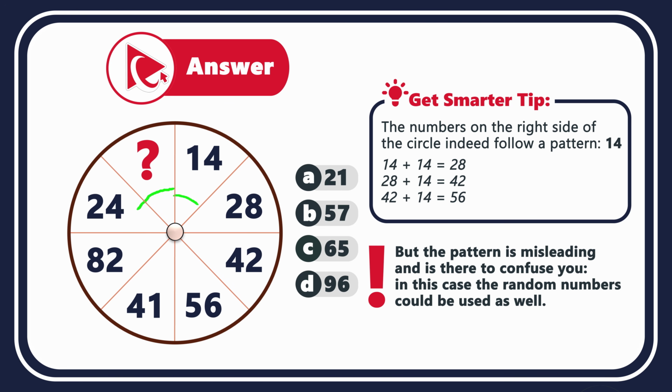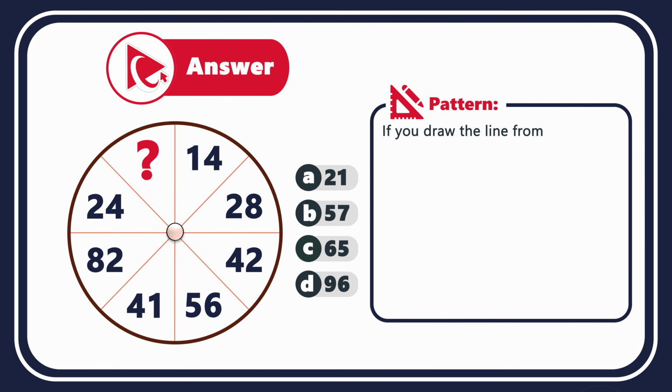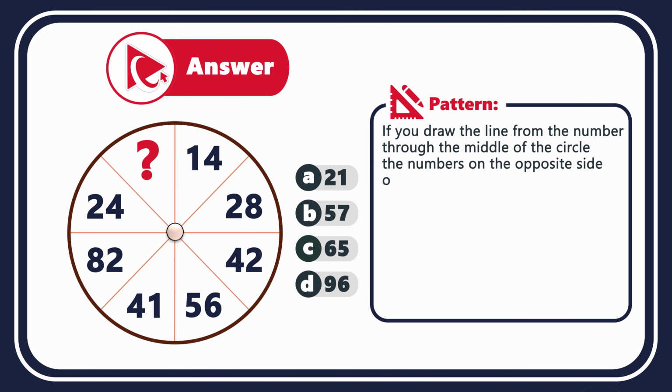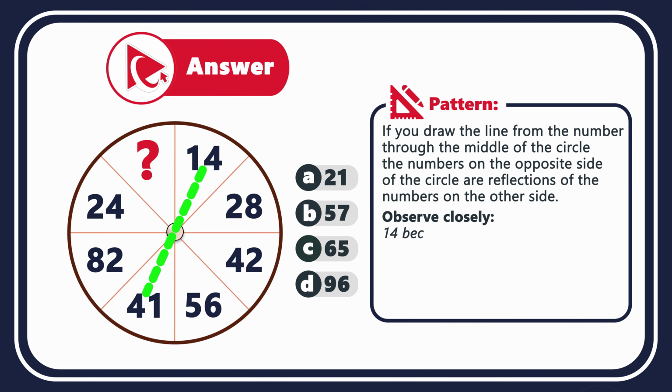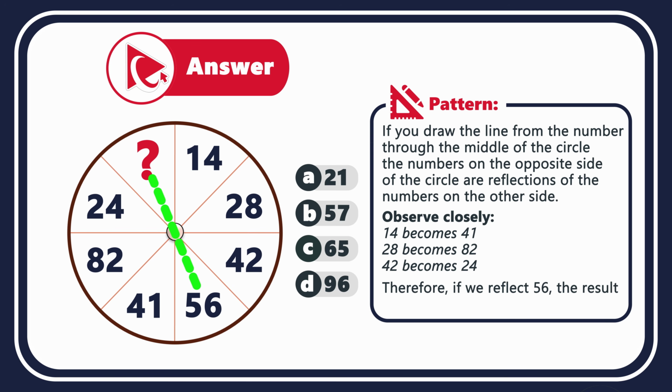Take a look at the circle in the middle. If you draw the line from the number through the middle of the circle, the numbers on the opposite side of the circle are reflections of the numbers on the other side. Let's take a close look. For example, 14 becomes 41, 28 becomes 82, 42 becomes 24, and 56 then becomes 65. So the correct answer here is choice C, 65.